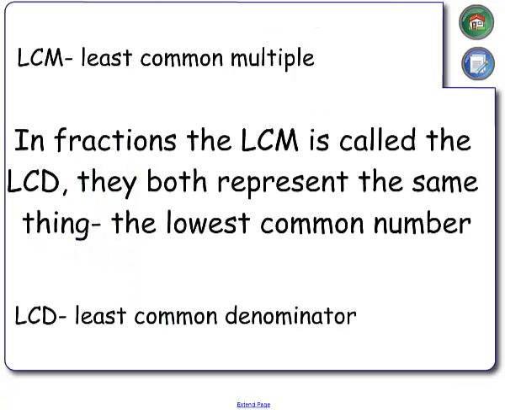Now we use the least common multiple to find the 20. In fractions, we call it the least common denominator because it is the denominator of the fraction. So we will be referring to the denominator when we want to find something in common as the least common denominator.